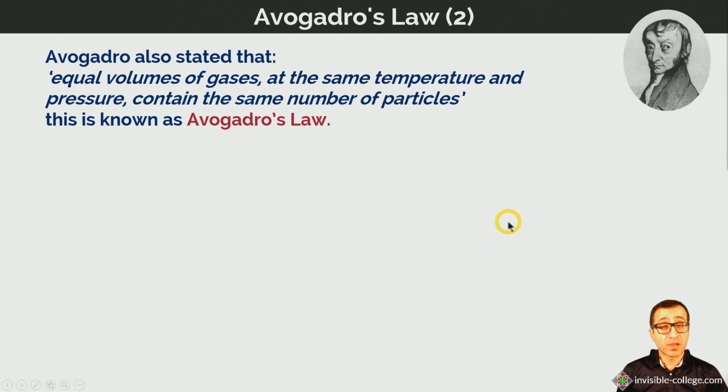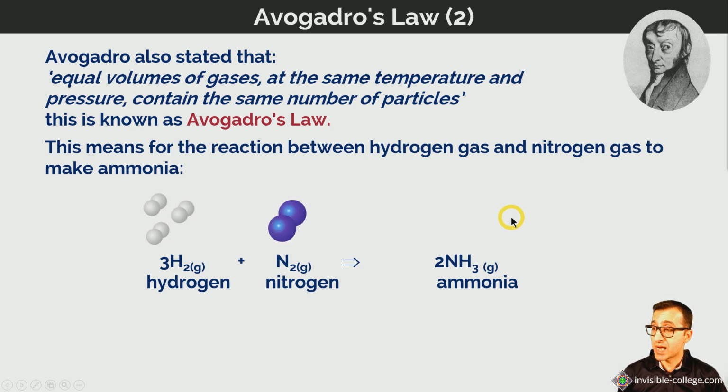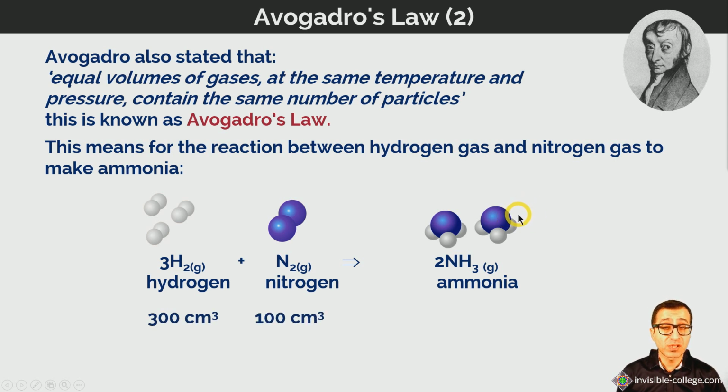So, another example, this means that the reaction between hydrogen gas and nitrogen gas to make ammonia we could visualize like this. 3 molecules of hydrogen react with 1 molecule of nitrogen to make 2 molecules of ammonia. Therefore, if you, for example, had 300 cubic centimeters of hydrogen gas and 100 cubic centimeters of nitrogen gas, you're going to make 200 centimeters cubed of ammonia.